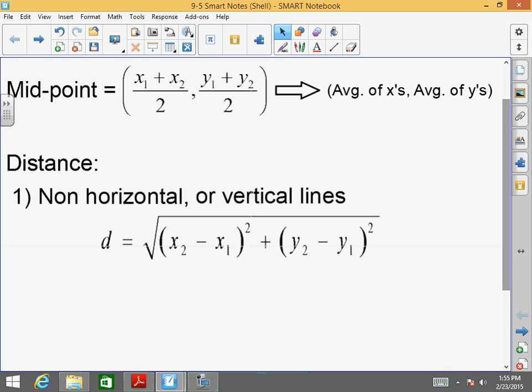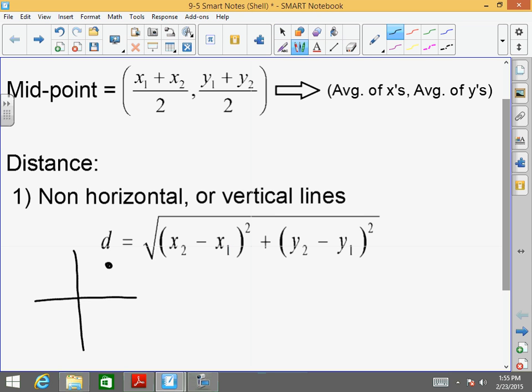If I want to find the distance between, for example, this point and this point, unfortunately, I can't just count. It's not a horizontal or a vertical distance. I can't just count it. So I use the formula: the square root of x2 minus x1 squared plus y2 minus y1 squared, and that is all in a square root.